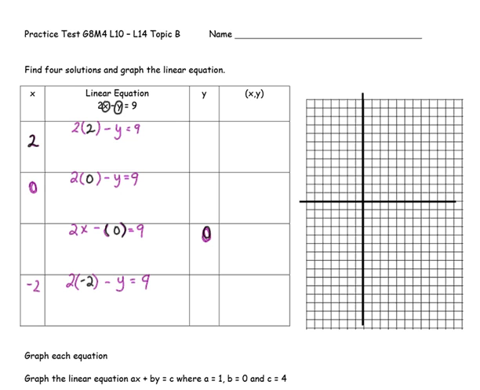Now go back and show every step to solve for the unknown variable. 2 times 2 is 4. 4 minus y is 9. Subtract 4 from both sides of the equation. Negative y is equal to 5. Multiply both sides of that equation by negative 1. A negative times a negative is a positive, leaving you with y, and y is equal to negative 5.